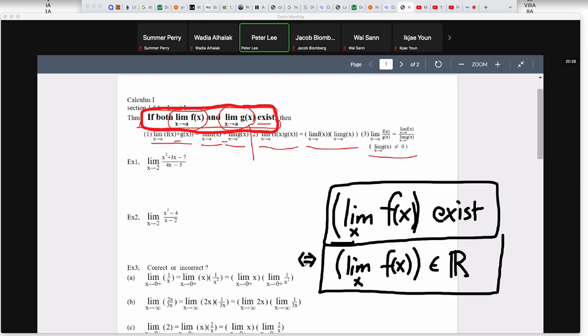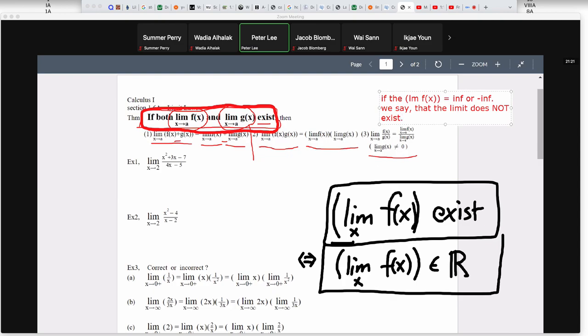How about infinity minus infinity? Well, this is the tricky part here. If the limit of f is equal to infinity, or the limit is equal to minus infinity, we say that the limit does not exist.